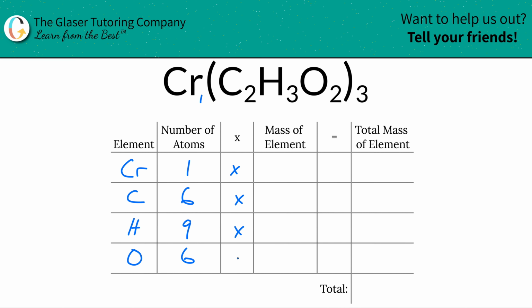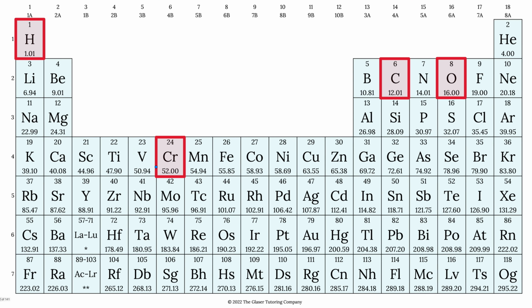Then we're going to take those numbers of atoms and multiply them by the mass of each element. Where do we find that, you ask? Well, good question. Periodic table, so let's check it out. Here are all the masses: 52 for chromium, 1.01 for hydrogen, 12.01 for carbon, and oxygen is 16. Those masses represent molar mass in grams per mole or molecular mass in AMU. The magnitudes are the same, but the units are different. But quite honestly, who cares? Let's just plug it on in.